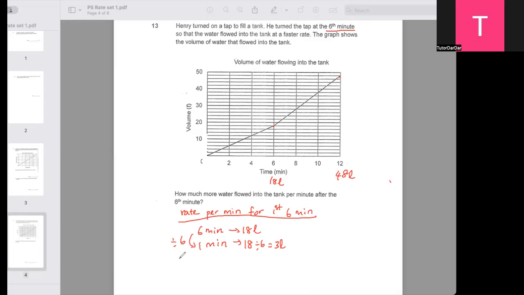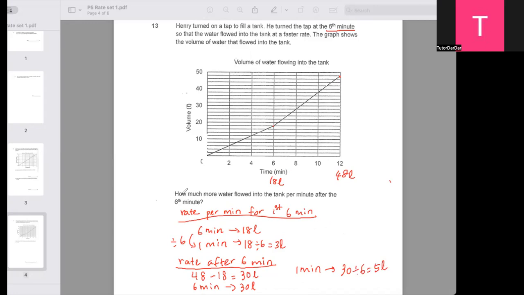Okay, so what about the rate after 6 minutes? What do we do? The rate after 6 minutes is going to be, you see, from 6 to 12. The difference is 48 minus 18, which will give you 30 liters. So 6 minutes is 30 liters. So I will write here. So 1 minute, what do we do? 30 divided by 6, which is 5 liters.